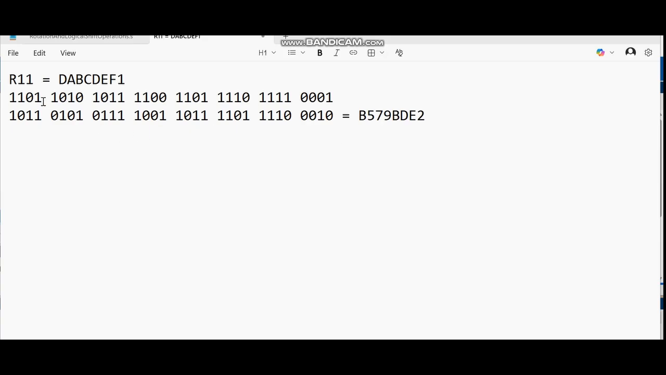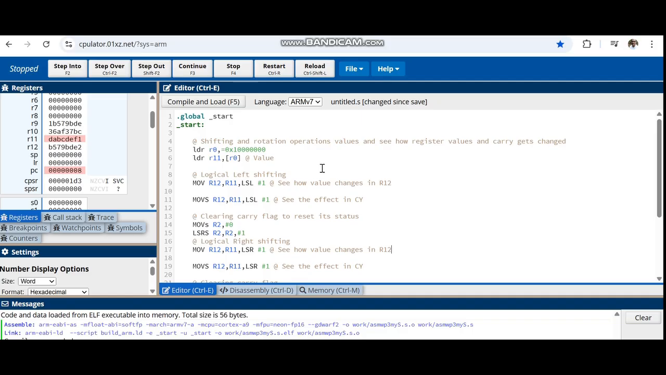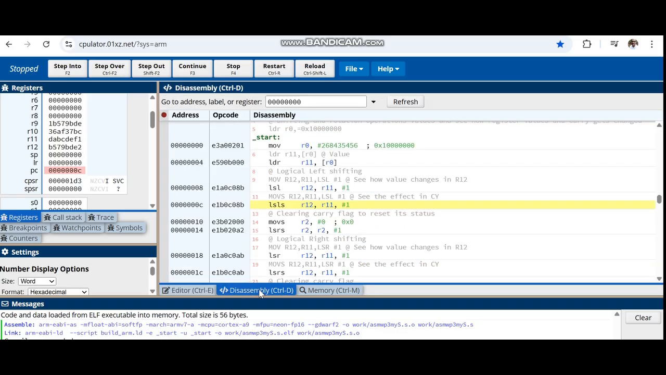So if you see, this is the binary corresponding to DABCDEF1, and when you left shift and then take the value, it should be equivalent to B579BDE2. So let us see whether it works. So in this, when we do it, B579BDE2. So that is the value that is coming to R12. So in the disassembly window, that is coming for this instruction, MOV R12, R11, LSL #1.